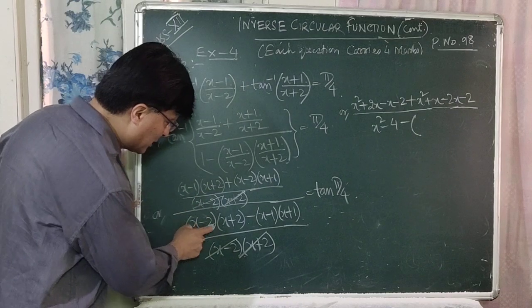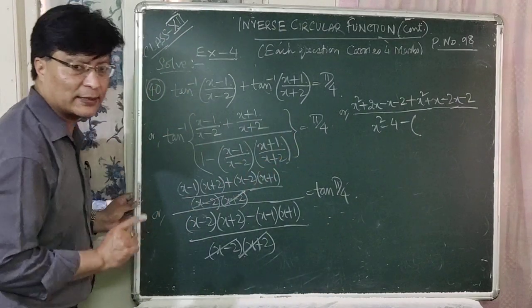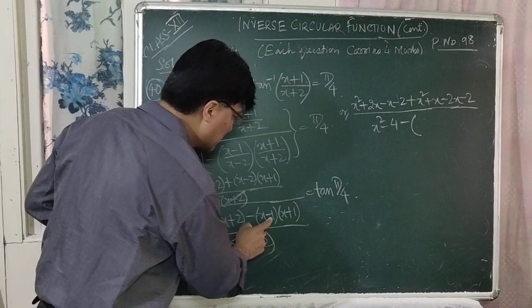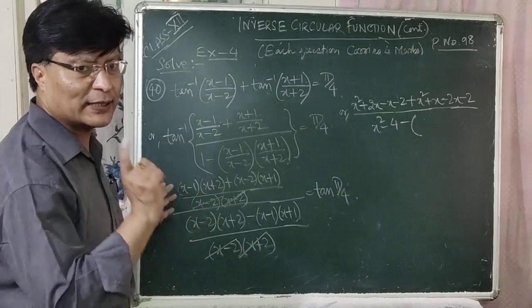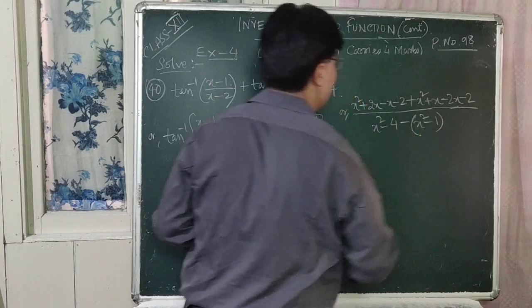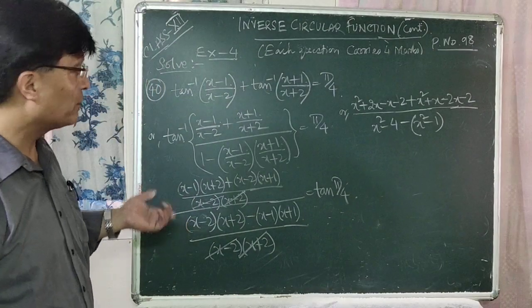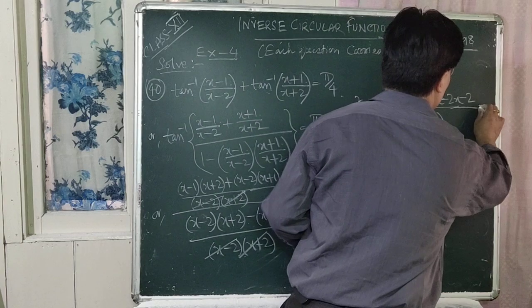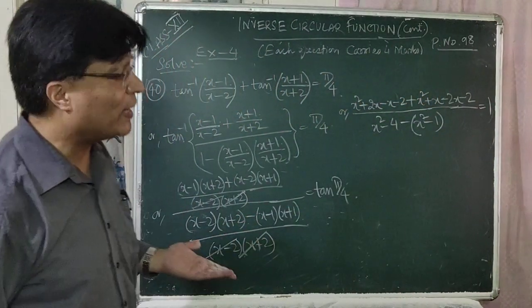So this is your a minus b into a plus b, a square minus b square. That means we get x square minus 4. So minus, again, this is a minus b into a plus b. What is the formula? A square minus b square. So here it is x square minus, what is b square? That is 1. Okay. So that is your x square minus 1 is equal to, what is tan pi by 4? It is always 1.